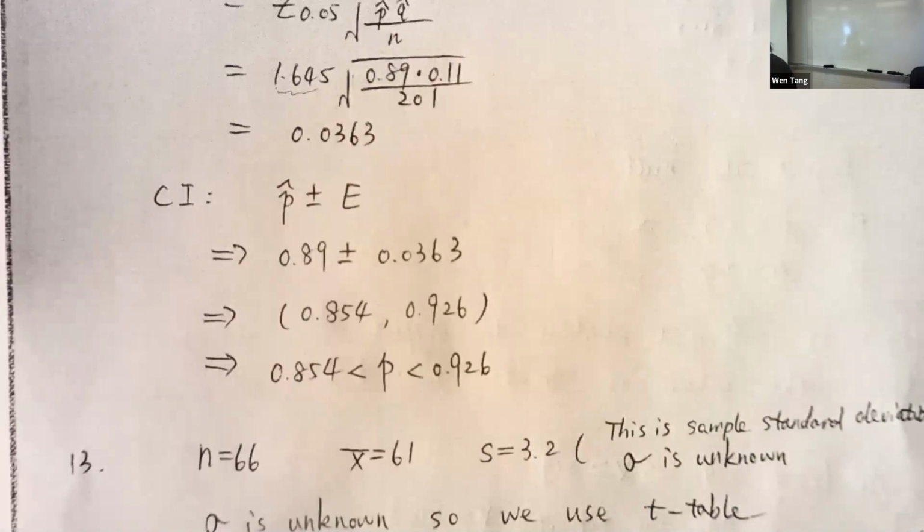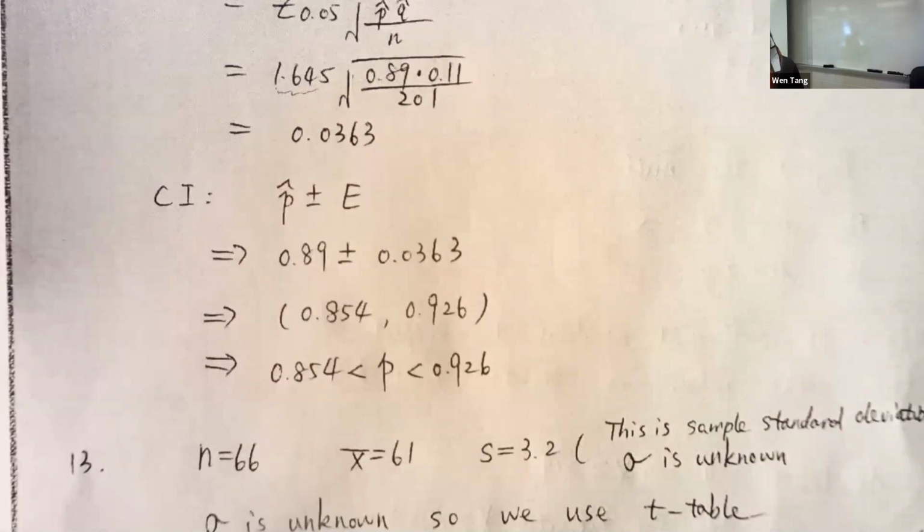Remember, when we talk about the confidence interval for a proportion and the confidence interval for a mean, these two kinds of confidence interval always follow the same format: the point estimate plus minus the margin of error.